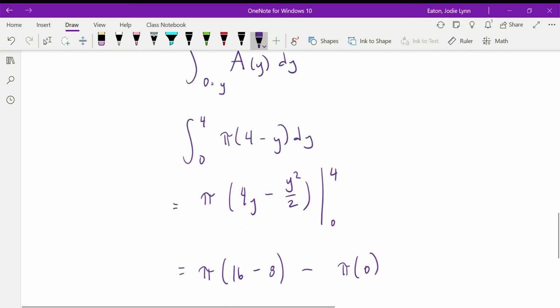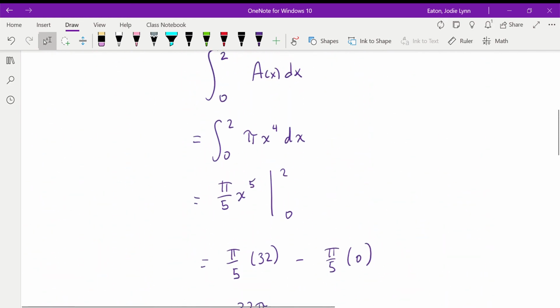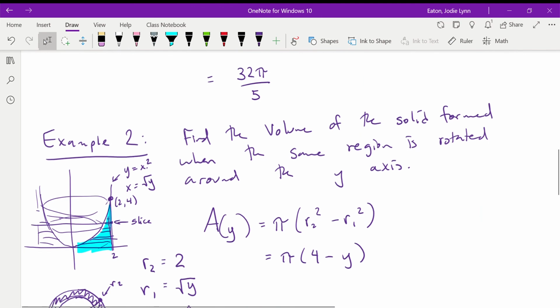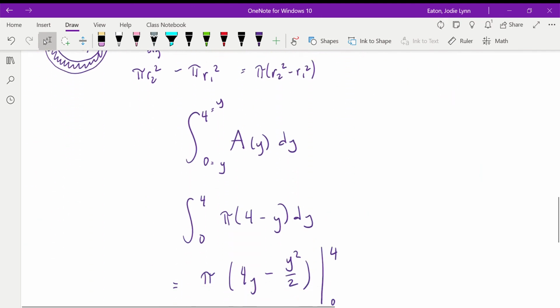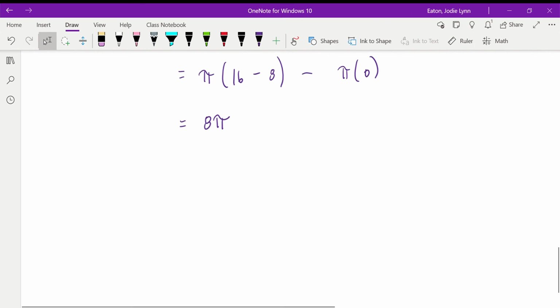And notice, because we're adding up different solids, if we look back at these two problems, these solids look completely different, and we actually got completely different answers. We got 32 pi over 5, and we got 8 pi. So you're not necessarily going to get the same thing adding in x and adding in y. Let's look at one more example.